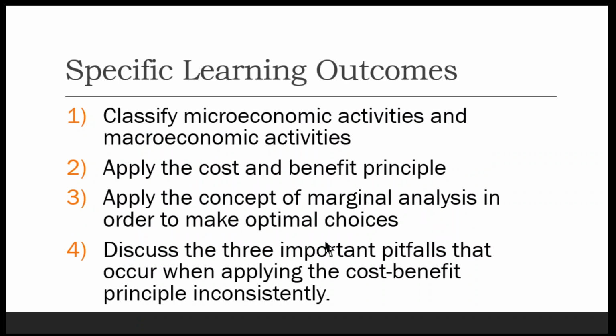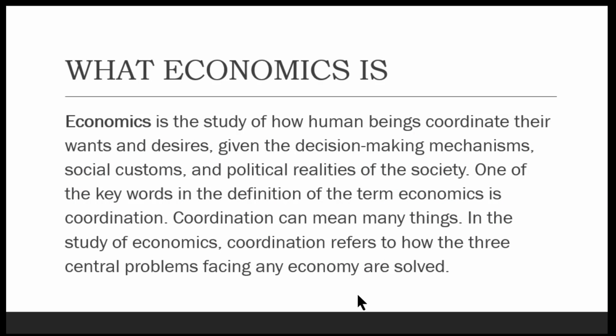So for specific learning outcomes, by the end of this lesson, the students should be able to classify microeconomic activities and macroeconomic activities, apply the cost and benefit principle, and also the concept of marginal analysis in order to make optimal choices, and discuss the three important pitfalls that occur when applying the cost-benefit principle inconsistently. Okay?